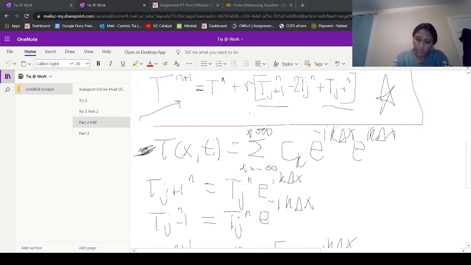to go into text mode and move my screen over because it's so tiny. E to the negative, I'm going to make this look as legible as possible. Negative i k change in x. Right? And then we're going to put our bracket. So, let me zoom out and look at this sucker.